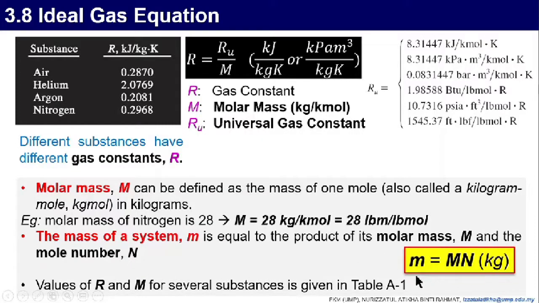You also can calculate the mass of the system by using this equation, m equal to M times N, the mole number. Values of R and M for several substances are given in Table A1. You can also refer to all the calculated values of R and M in Table A1. You can refer to it by yourself.